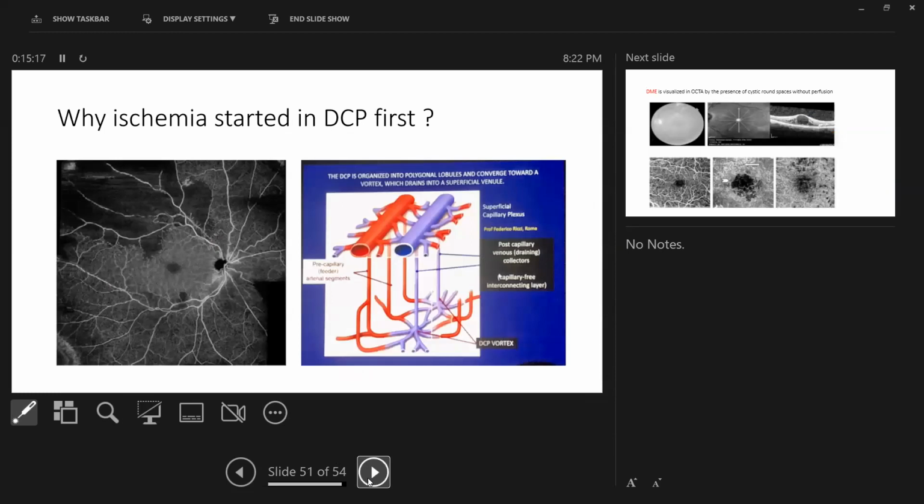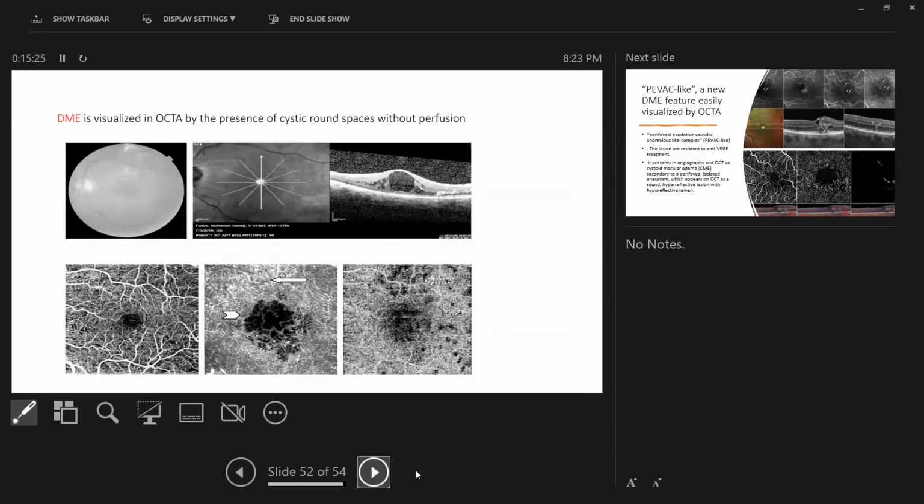And it's always the case? No, it started in the deep, but later on it will involve the superficial. Yeah, it starts in the deep.